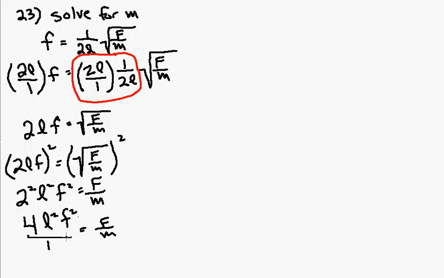Let's cross multiply. So now I have 1 times F, which is F, is equal to M times 4 L squared F squared. Cross multiplication. And now solving for M, all I need to do is divide. So we're going to take this expression right here. Let's just grab it and make a copy of this.